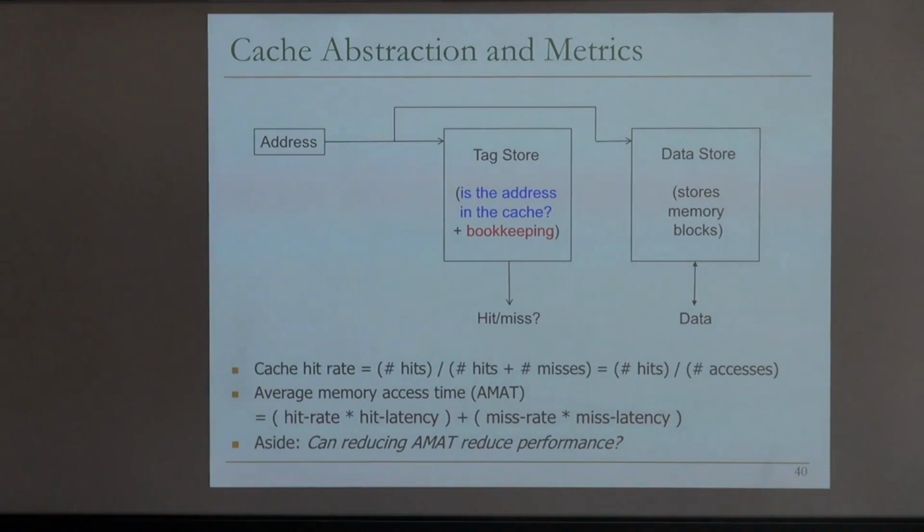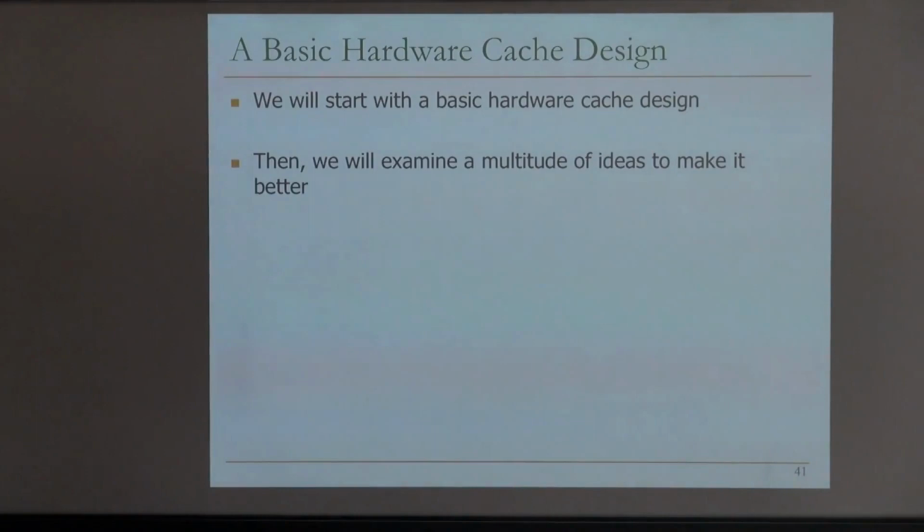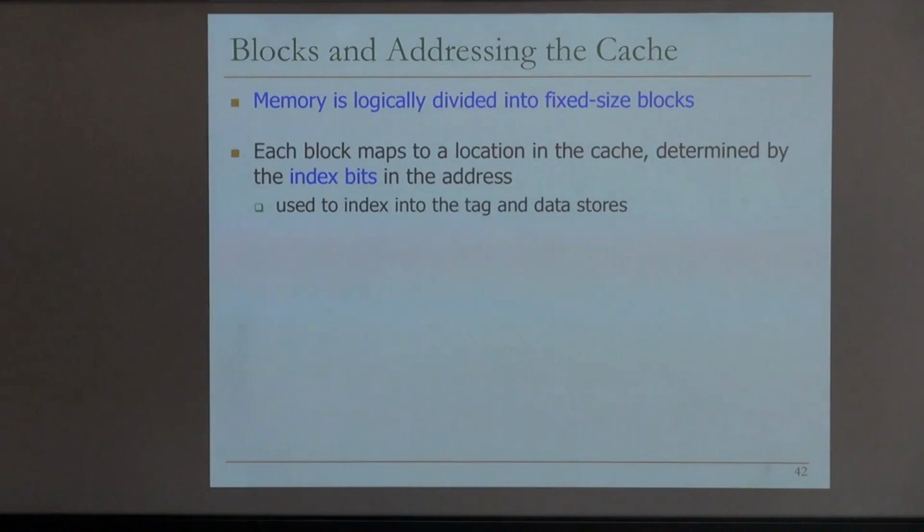So let's go through this basic hardware cache design. We'll start with that, and we'll examine a multitude of ideas to make it better. As I said, memory is logically divided into fixed-size blocks. Each block maps to a location in the cache, and this is determined by the index bits in the address. So you take an address, let's say an 8-bit address or toy address, you chop it into pieces. Let's assume that you have 3 bits for byte in block, which means that you have 8-byte blocks in this case, assuming this is byte addressable, right?